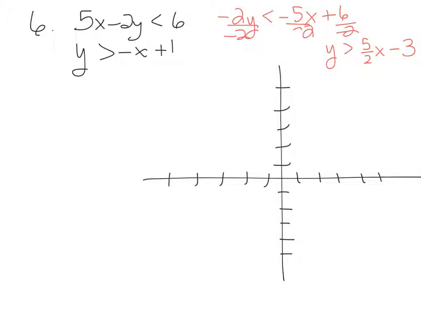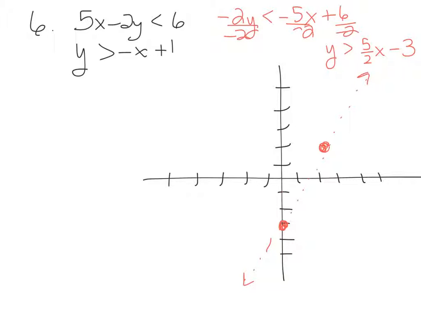That one's key. So I'm going to graph that one in red first. So I'll go down to -3, plot a point, and I'm going to go up 5/2. So 1, 2, 3, 4, 5, 1, 2. And it is a dotted line because the inequality has no bar underneath it. So I'm going to do my best to draw a dotted line.